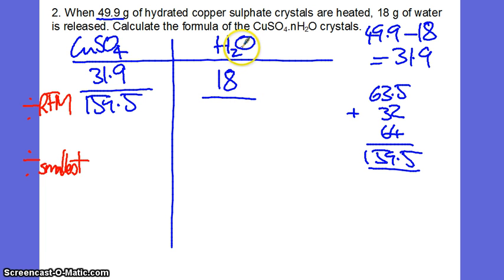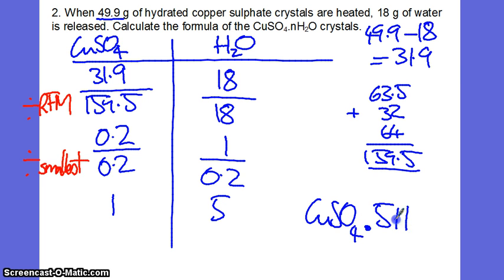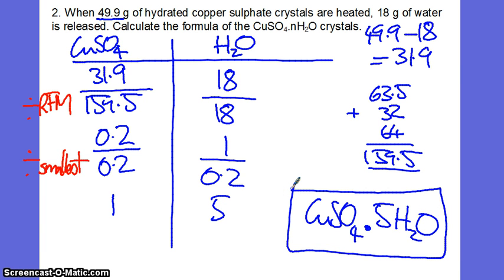Water, oxygen 16, hydrogen 2, 18. So if we just do a quick calculation on that, that gives 1, 2, 0.2. Again, we have to divide by the smallest. This one is the smallest, so 0.2 of 0.2, 1 divided by 0.2, and that gives a lovely ratio of 1 to 5. Again, finish the question off, so you put it into the format of our formula, CuSO4 dot 5H2O. And that is the finished answer, and that is how to calculate the formula of a hydrated salt.